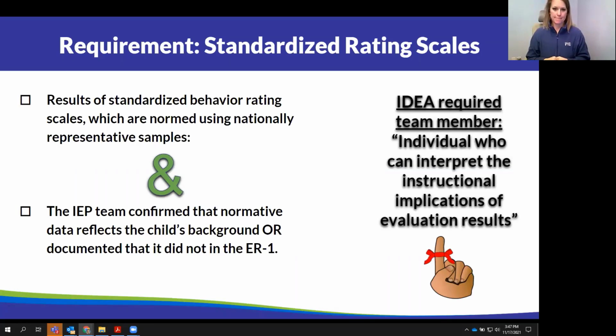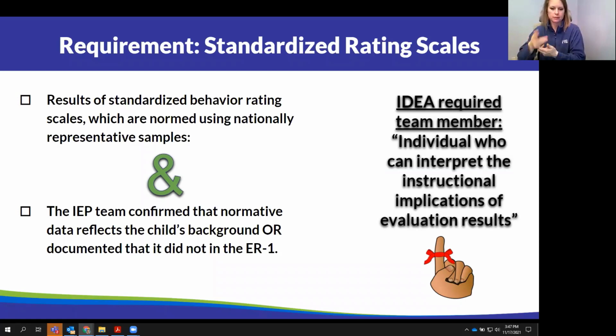Important things to remember about standardized rating scales: no tool out there is going to perfectly match any individual student. The key is that the team gets made aware of the normative sample and that the team discusses the potential implications of that, of what the test was normed on.